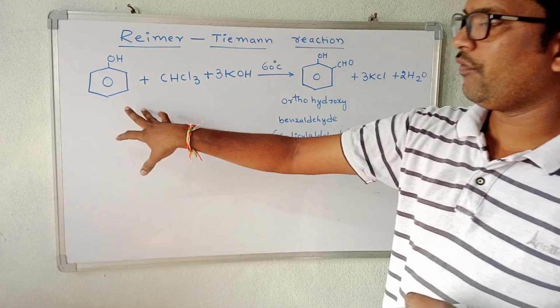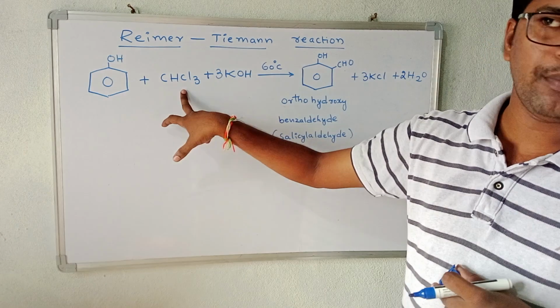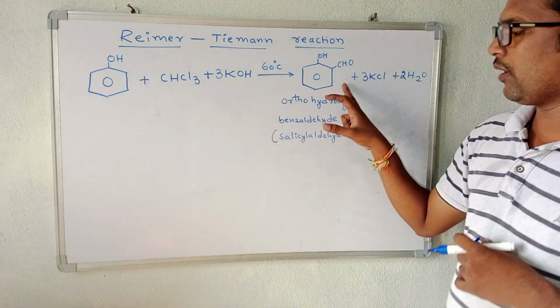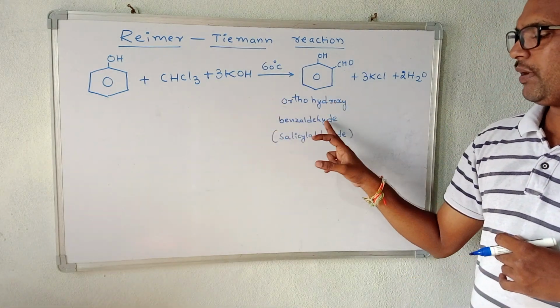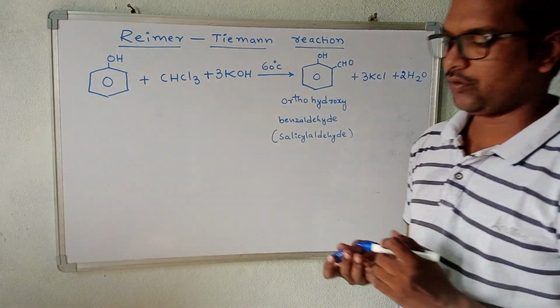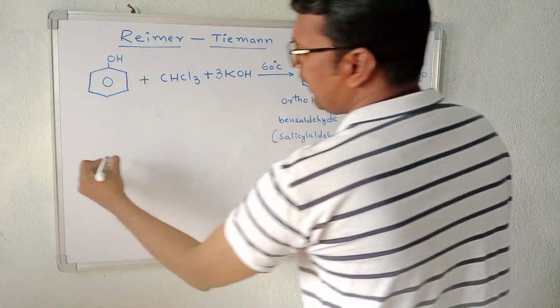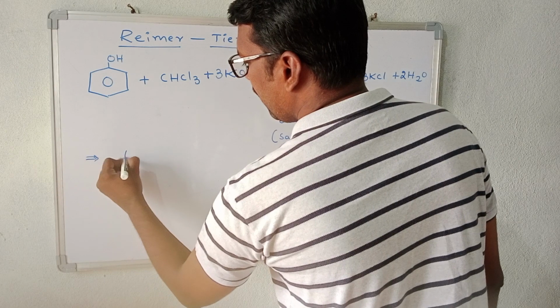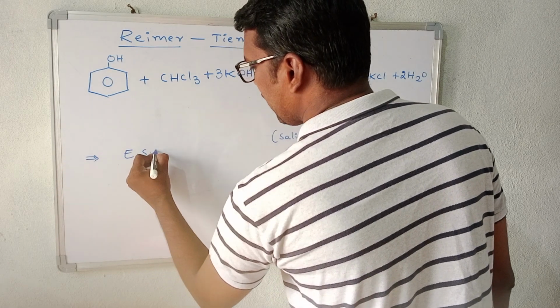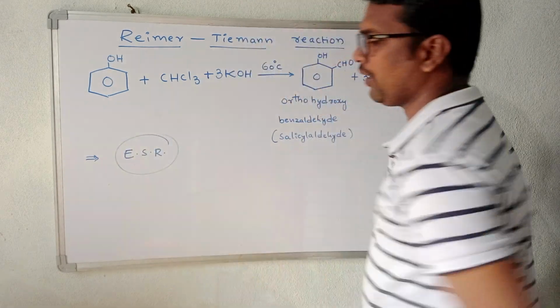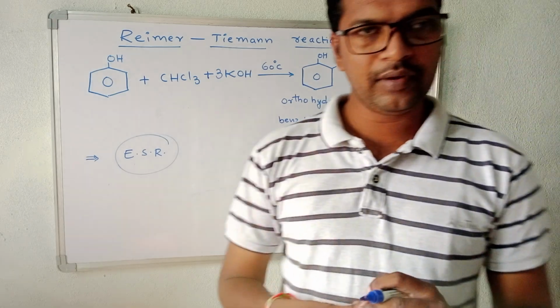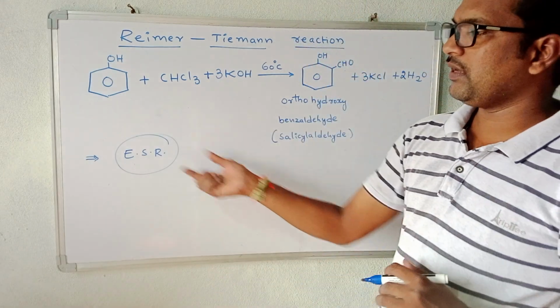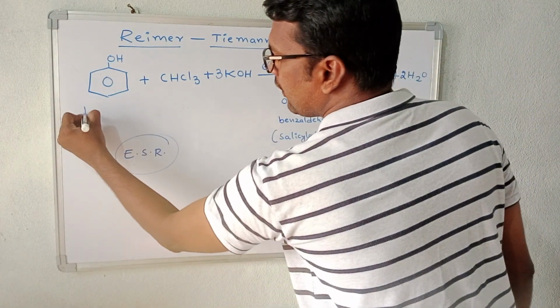In this reaction, phenol reacts with chloroform in the presence of alkali. The product formed is ortho-hydroxy benzaldehyde. It is the major product. Okay, right, and you see it is an example of an electrophilic substitution reaction. The Reimer Tiemann reaction is an example of an electrophilic substitution reaction, and in this reaction the group present on phenol is the OH group.